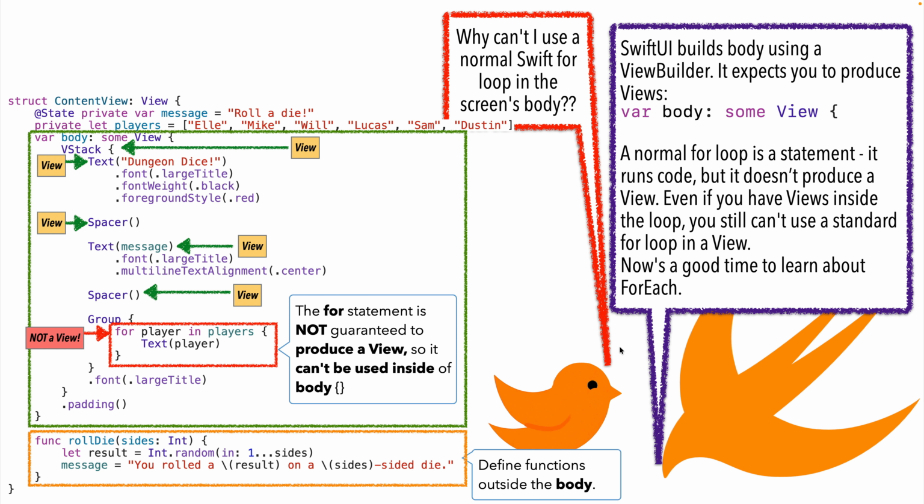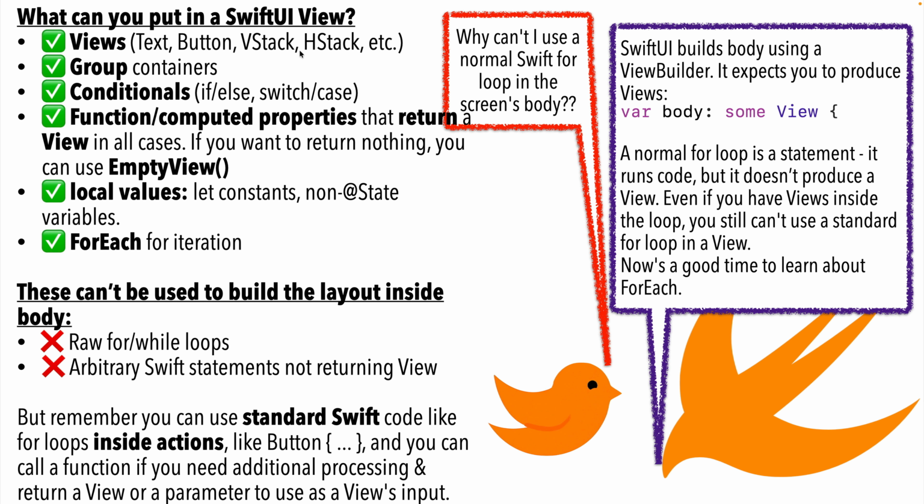So here's what can go inside the body. Views like Text, Button, VStack, and Spacer, containers like Group, conditionals like if else and switch case where every path produces a view, helper functions or computed properties that return a view, and local values like let constants that you use to configure your UI.